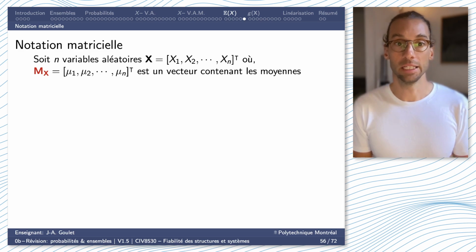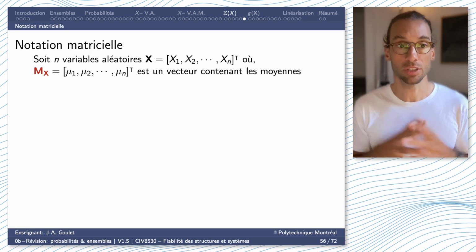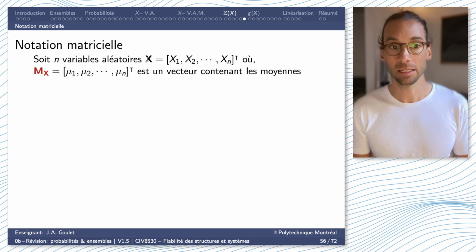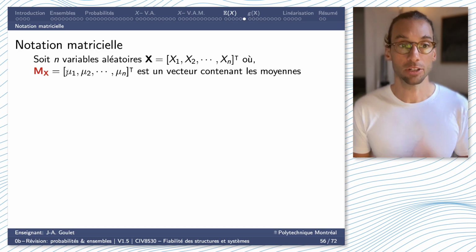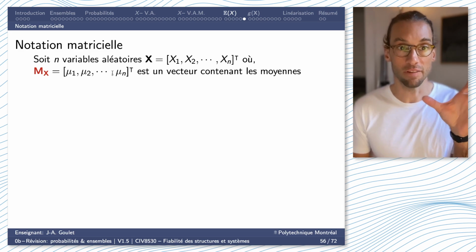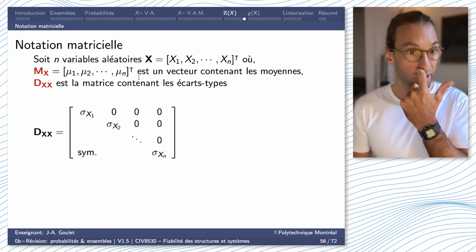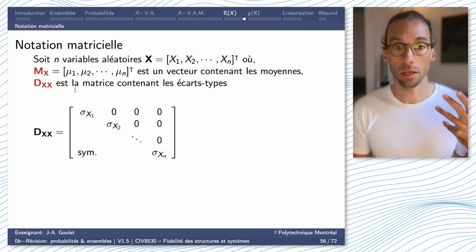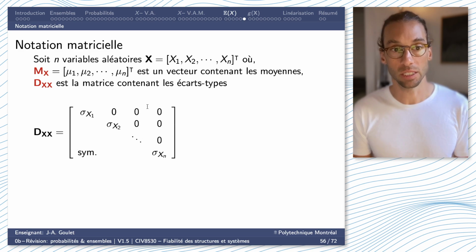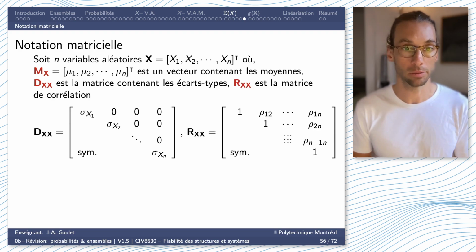Now, if we generalize these initial expectations in a matrix notation, so if we have an n-dimensional random vector x, we can define its mean vector as the concatenation in a vector of all its means, and we can define a standard deviation matrix, where we're going to have Dxx as a square matrix where all the terms are going to be 0 except the terms on the main diagonal, which are going to be its standard deviations. So whenever you see "sym" like this, it's because it's symmetric above and below the main diagonal.